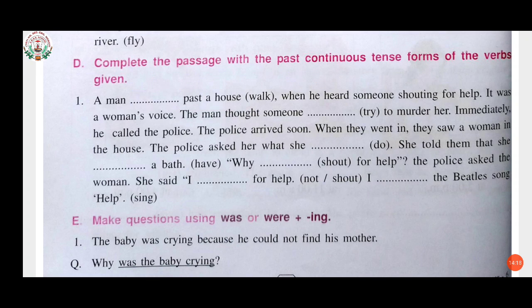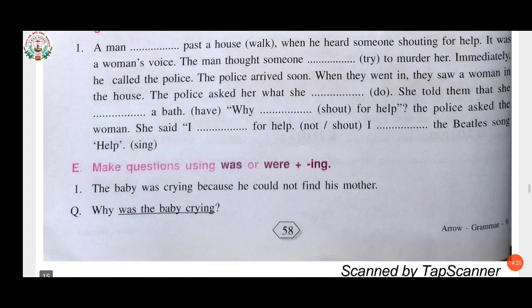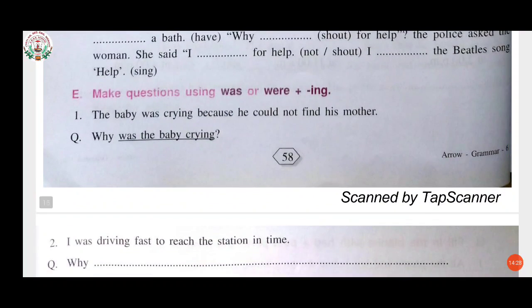Like the students, just use was and were, and the verb that is given in the bracket, with that you have to use ing. Simply that E1, what is the E question? That is make questions using was or were, and with that ing. So as usual, first question is already done for us.